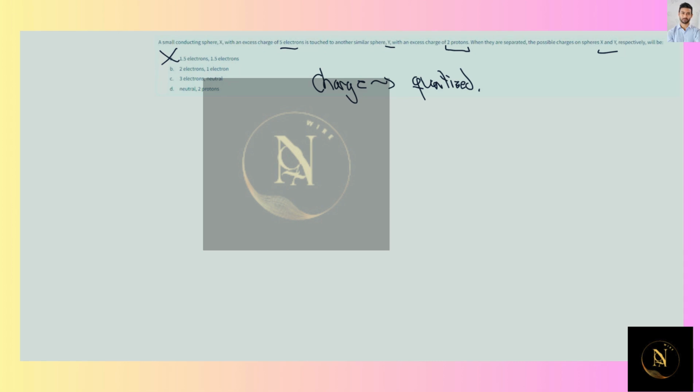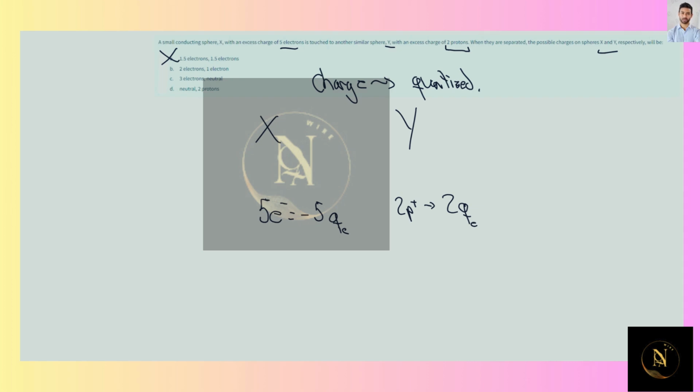So let's verify what the possible charges are after we transfer protons and electrons from X to Y. So let's put the initial condition over here. We're going to have 5 electrons, which corresponds to a charge of minus 5 times the charge of the electron, which normally is Q_e, and Y is going to have a charge equal to 2 protons, which corresponds to a charge equal to 2 times the charge of the electron. Okay, remember that electrons and protons have the same magnitude of charge.